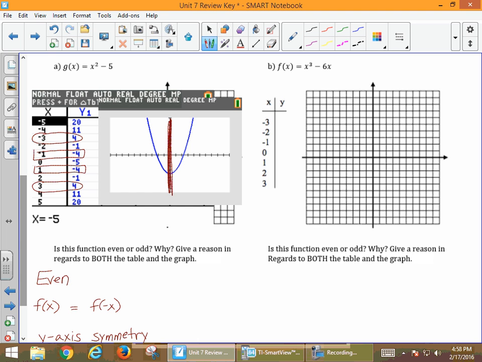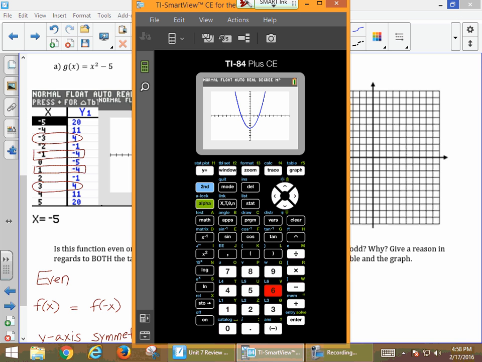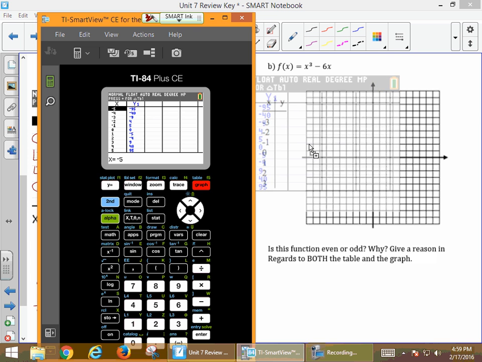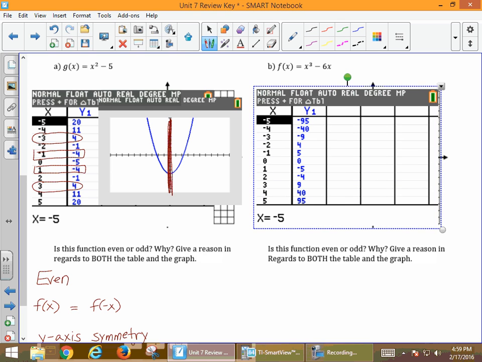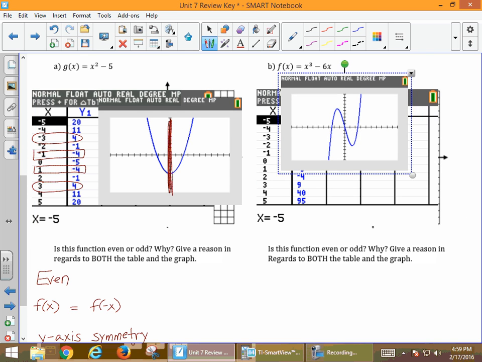Doing the same kind of thing, I'm going to take a look at example B. I have x cubed minus 6x, so let me go back to my y. I'll start with the table first. And then let's take a look at the graph as well.